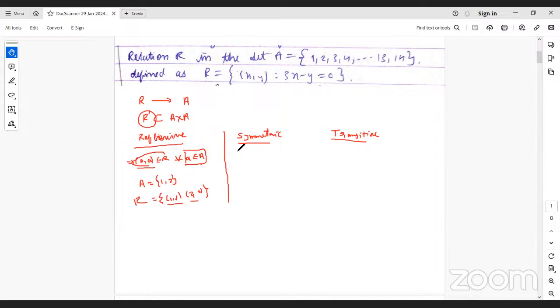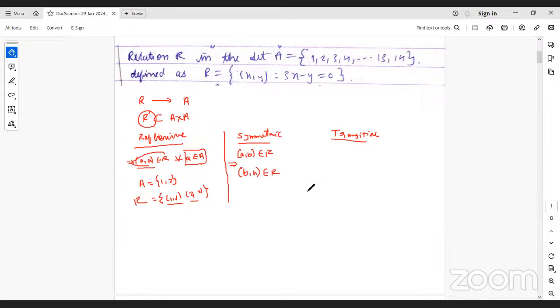Next, for symmetric, we consider an ordered pair (a, b) belonging to R. If this ordered pair is present in the relation, then exactly the reverse of it, (b, a), should also belong to the relation. So if (a, b) belongs to R, then (b, a) must be present in R. Then we can say the given relation is symmetric. We need to check the symmetric condition for every ordered pair present in the relation.